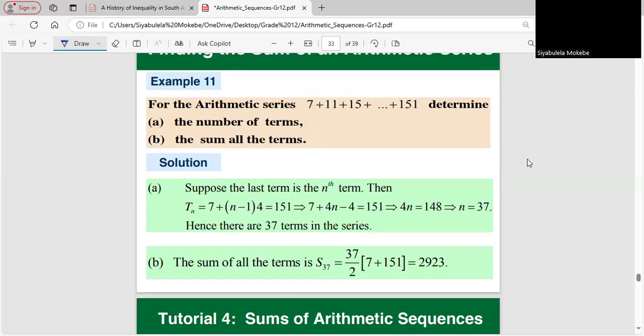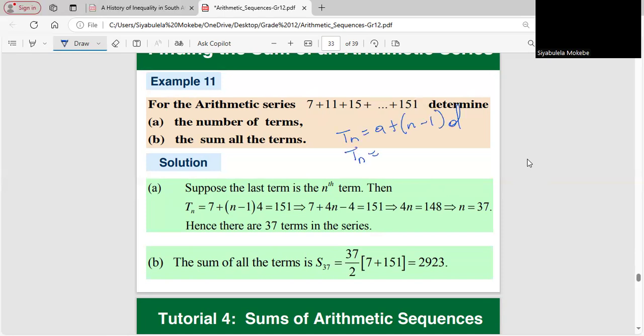Okay, so for an arithmetic series 7 plus 11 plus 15 up to 151, notice here that you are given your last term, 151. So determine the number of terms. How to determine the number of terms? The first thing that you need to do is to find the general formula of what you are given here.